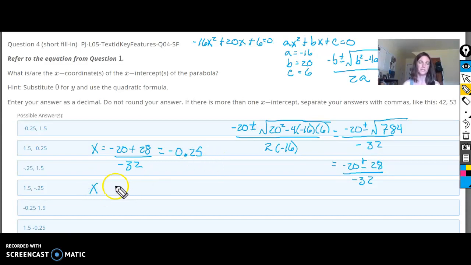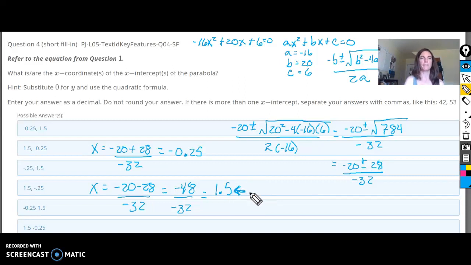The other one will be negative 20 minus 28 over negative 32, which will be a negative 48 over negative 32. And when you put that in your calculator, you'll see that that is a positive 1.5. So the two roots of that parabola are at negative 0.25 and a positive 1.5. This is actually the one that we kind of found in lesson 3. Okay, let's keep going.